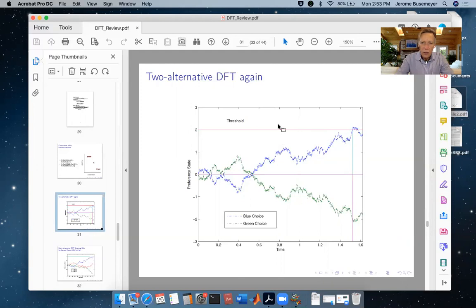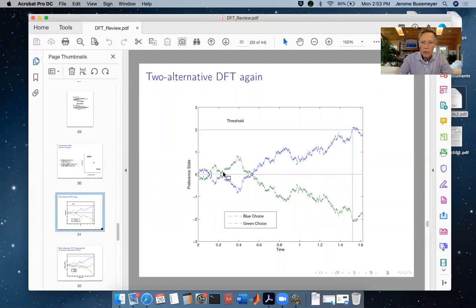And because the blue hit the threshold first, it's chosen. But this model is exactly the same as the previous one-dimensional model, because this is a single preference state for the green, and this is a single preference state for the blue. They're perfectly negatively correlated. Whenever the green goes up, the blue goes down. Whenever the blue goes up, the green goes down. And so only the difference is important.